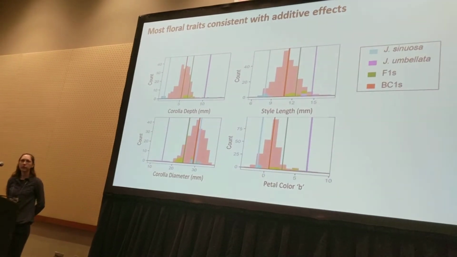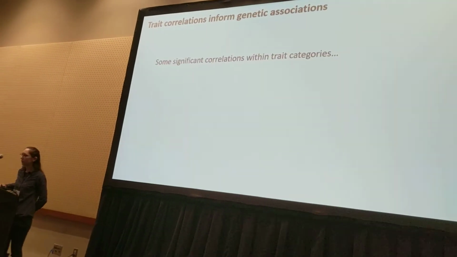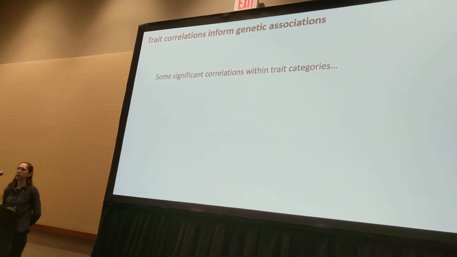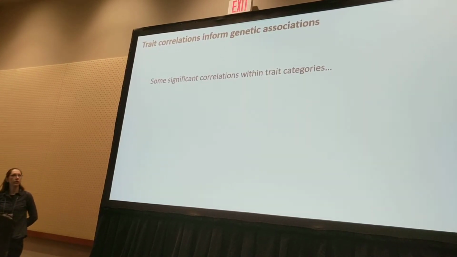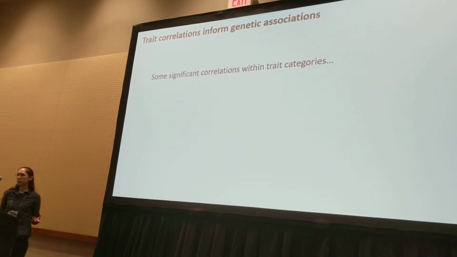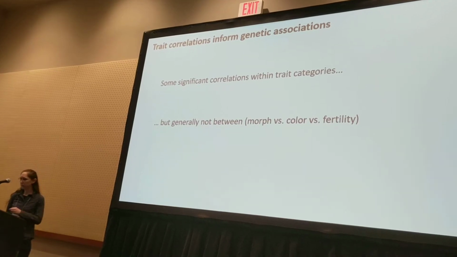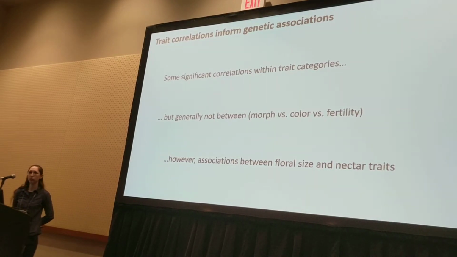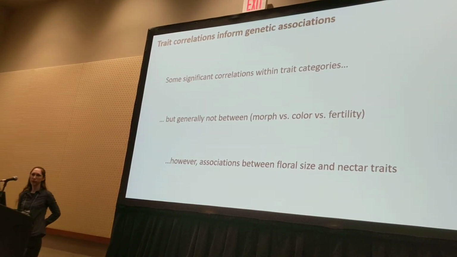And in fact, we found this pattern consistent with primarily additive effects for most of our floral traits that we examined. In addition to looking at patterns of segregation, we can also look at correlations among our traits to inform potential genetic associations. So I did in fact recover significant associations within trait categories, so among certain aspects of morphology, among certain fertility measures, but generally not between different types of traits. The exceptions being associations between some measures of floral morphology and both nectar volume and color. And this survived correction for multiple testing.